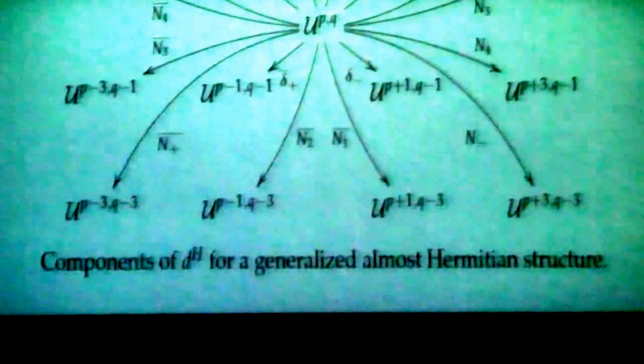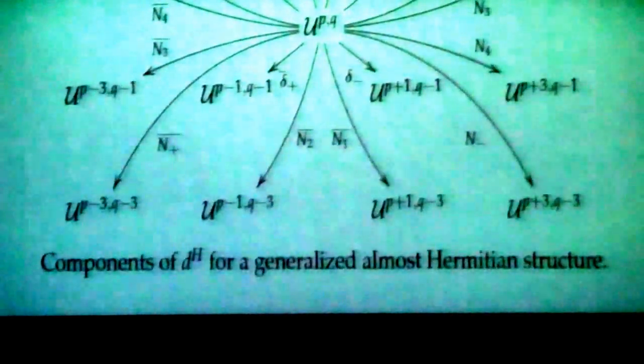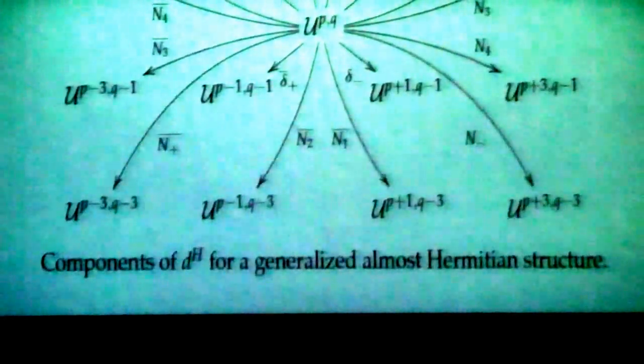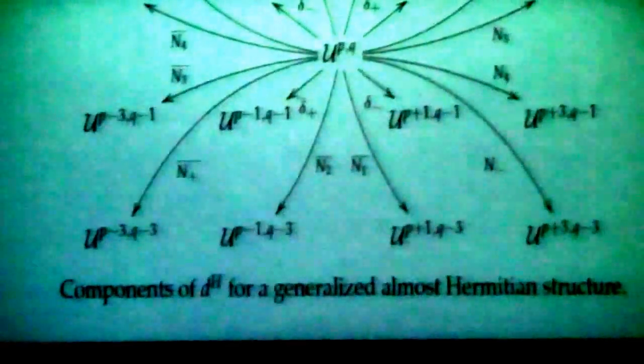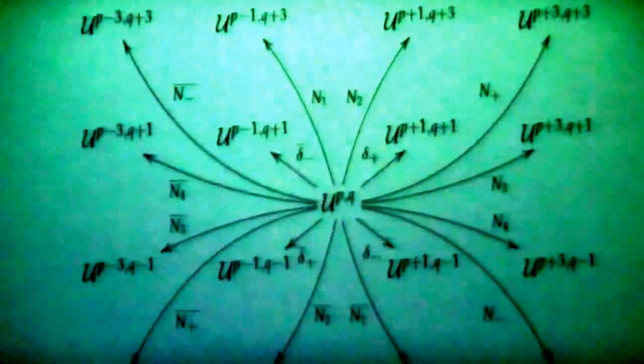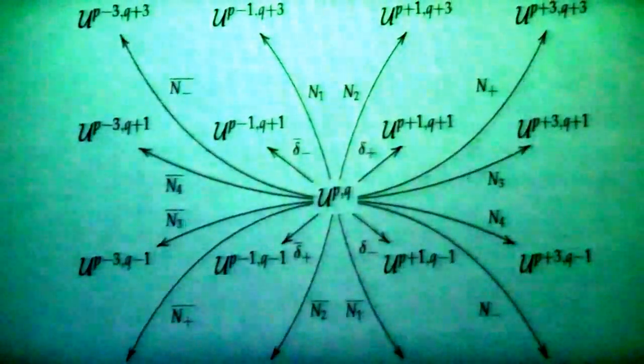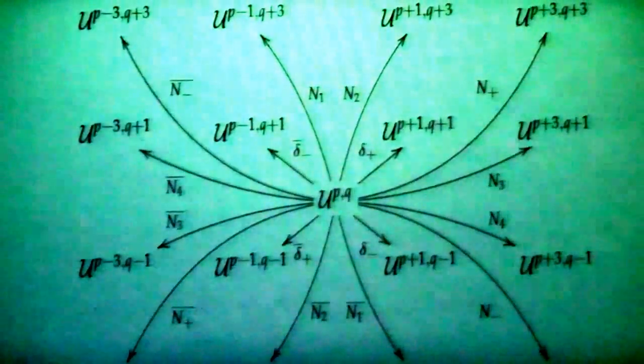Here it is. If you thought a spider had many legs, yeah, it could have more. So that's the diagram. These are all the components of the d_H. If you apply it to something in U^{p,q}, the intersection of U^p of J1 and U^q of J2, what you get is this 16-legged beast.